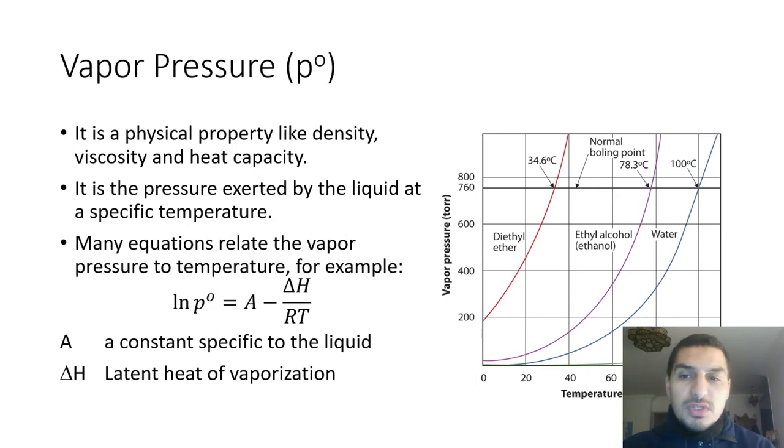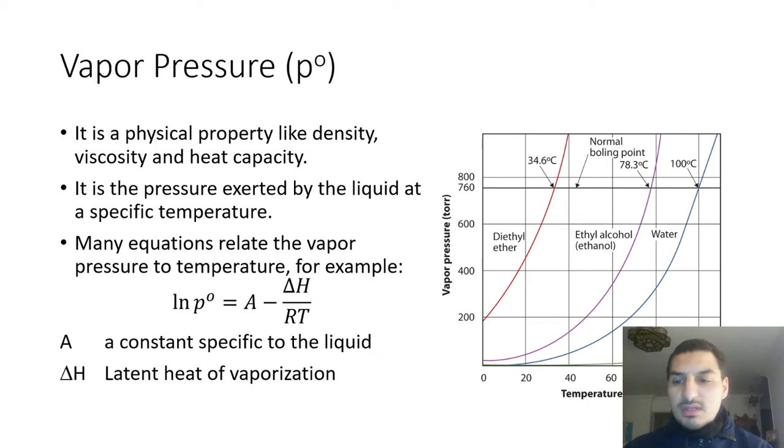The vapor pressure is a physical property like heat capacity, like viscosity, density, and all the physical properties of materials. It's a property that is special for this material. So each liquid has its vapor pressure, and the vapor pressure is a function of temperature. But first, the vapor pressure represents the pressure exerted by the liquid on the atmosphere.